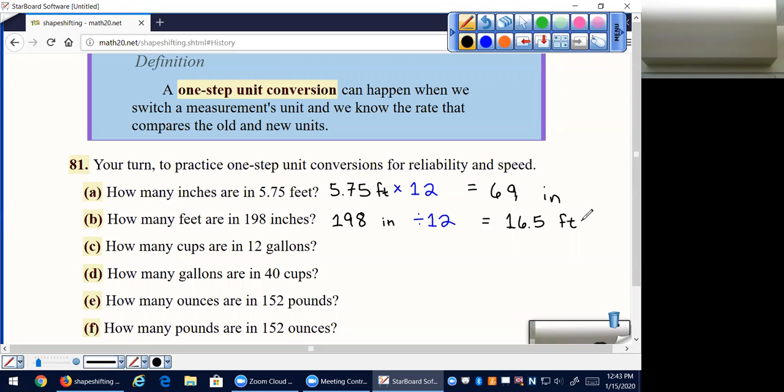Okay, you try the other four, compare it with your neighbor. In a moment, I will do them on the board and catch up to you.